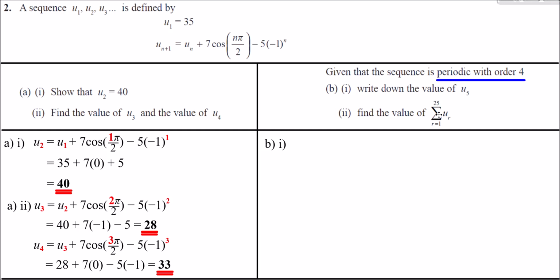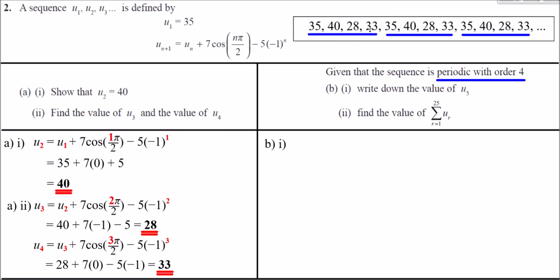So to illustrate, here's a section of the sequence above. Block of 4, U1, U2, U3, U4. Then repeat back to the same U1, U2, U3, U4, and so on. So I've underlined a block of 4, and this blue block of 4 will repeat indefinitely. So because of this, we can see that U subscript 5 is going to be the first one after a repeating block. So U subscript 5, as you can see here, literally 1, 2, 3, 4, 5, it's got to be 35. B part 2, find the value of the sum of the first 25 terms.